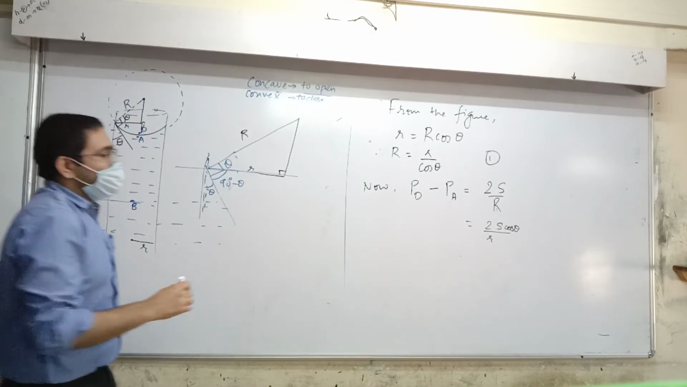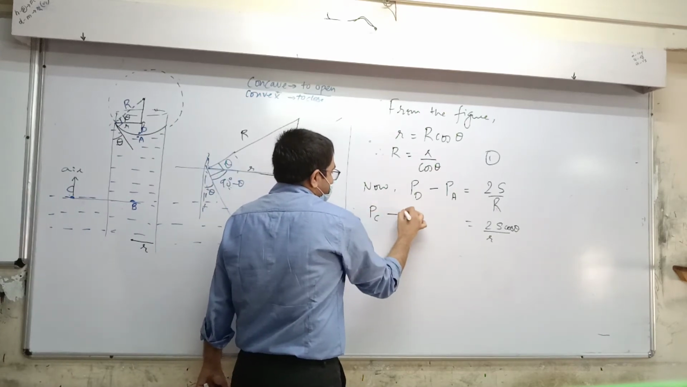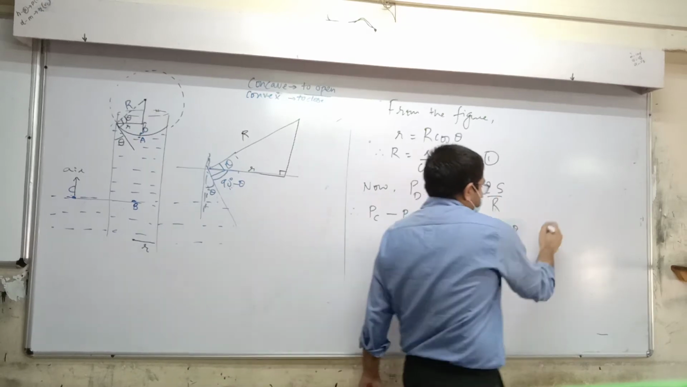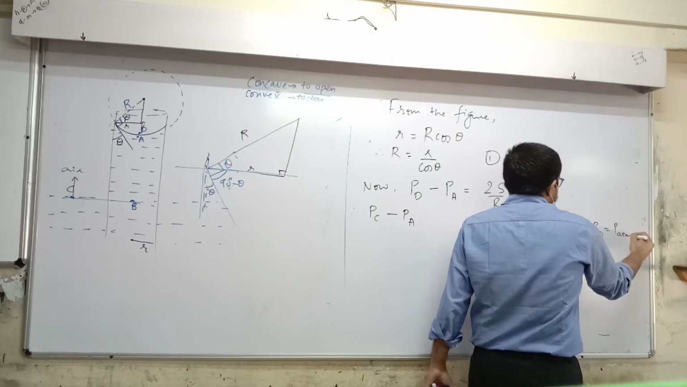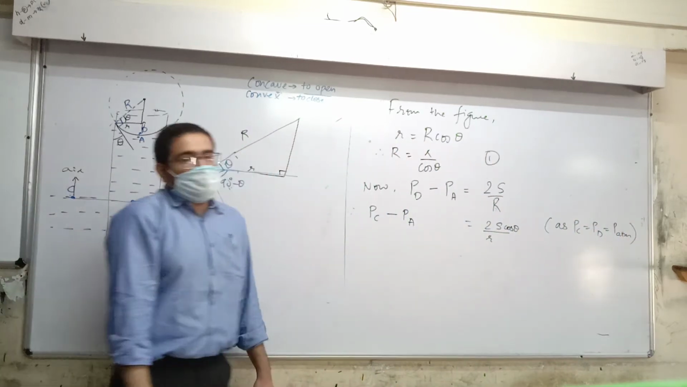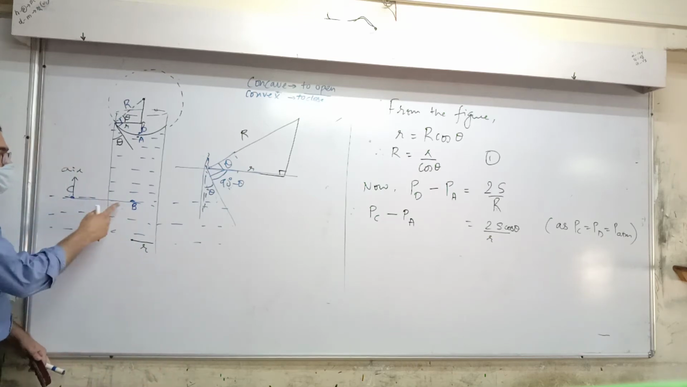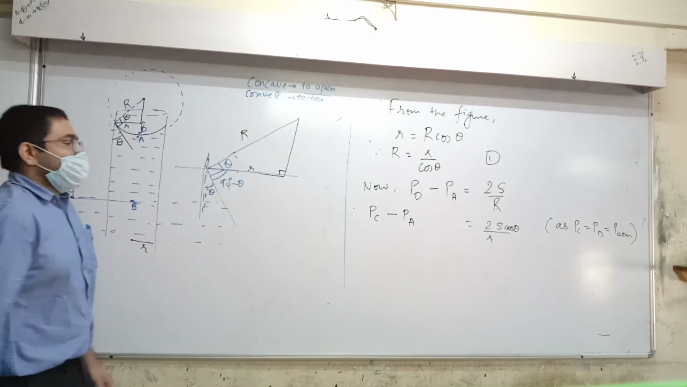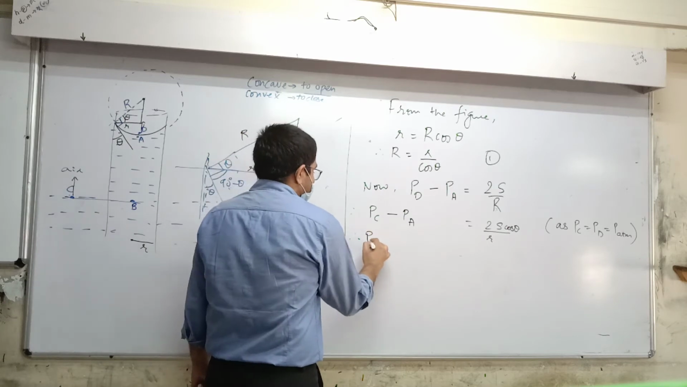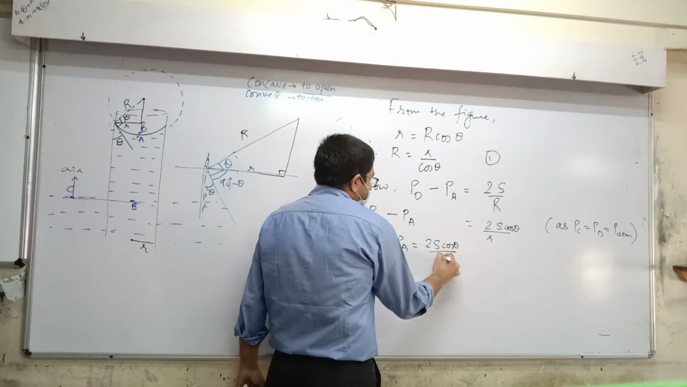So we have PC minus PA is equal to 2S cos theta by r. What's the reason? PC is equal to PD equal to atmospheric pressure. Right? One more step to go. PC is equal to PB. Is it okay or not okay? So PB minus PA is equal to 2S cos theta by r.